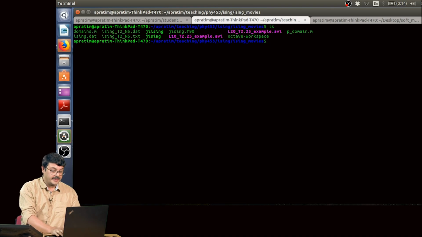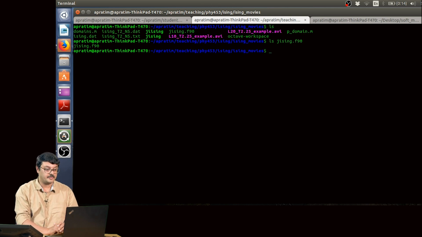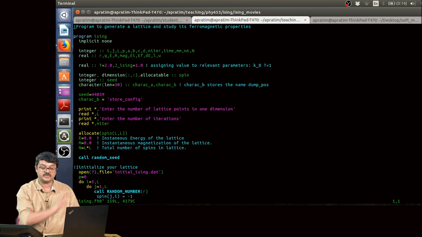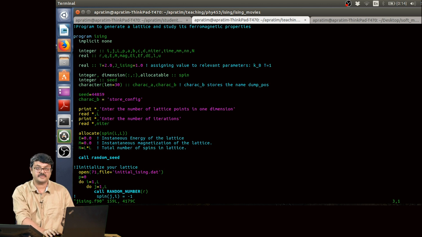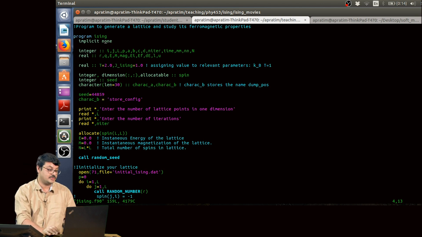The name of my code is Ising.F90. I am in the appropriate directory, and I like to use the VI editor. You can use Emacs or whatever editor is of your choice, and I shall show you the code. It is a Fortran 90 program, its name is Ising. I have defined implicit none, which is a safe thing to do, so you do not end up doing any miscalculations. All the variables you have to define by hand to do your calculations.